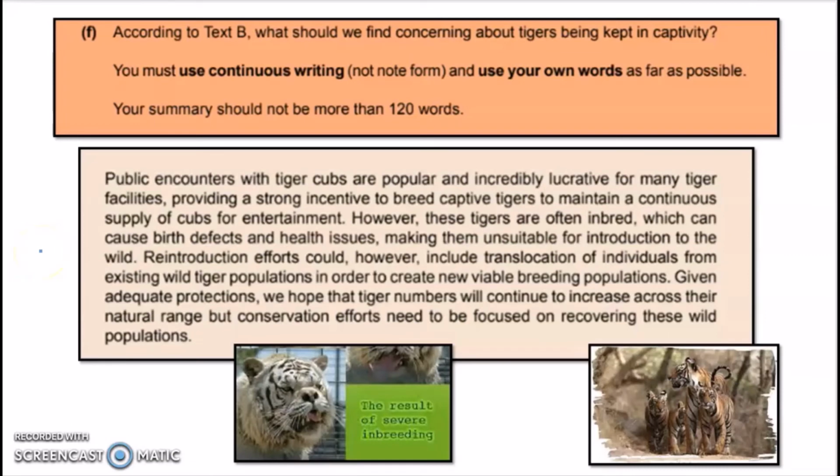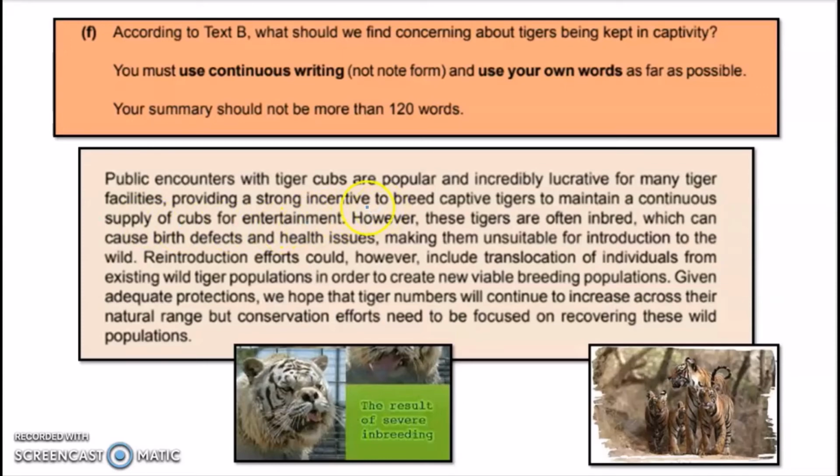Group 4 will highlight the important point from their paragraph, and that is paragraph 4. Let me read it quickly for you. Public encounters with tiger cubs are popular, incredibly lucrative for many tiger facilities, providing a strong incentive to breed captive tigers to maintain a continuous supply of cubs for entertainment. We know this from the second paragraph, that they multiply rapidly for the owner's benefit because they need them in big numbers. That's why they're multiplied.